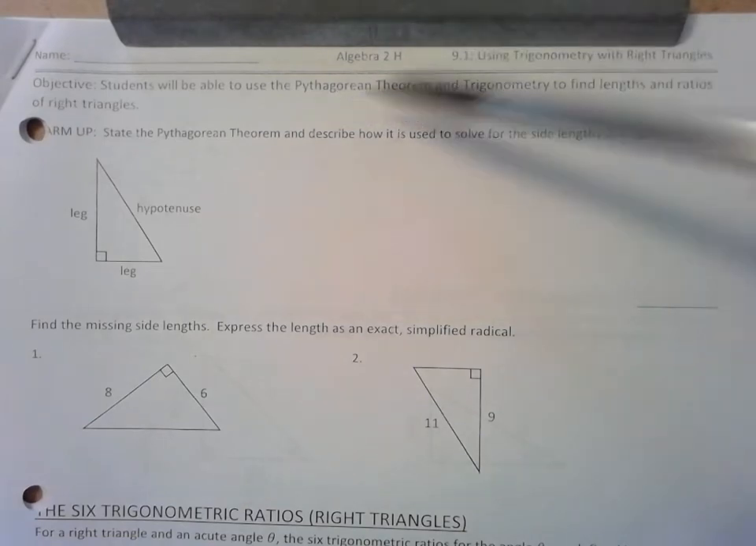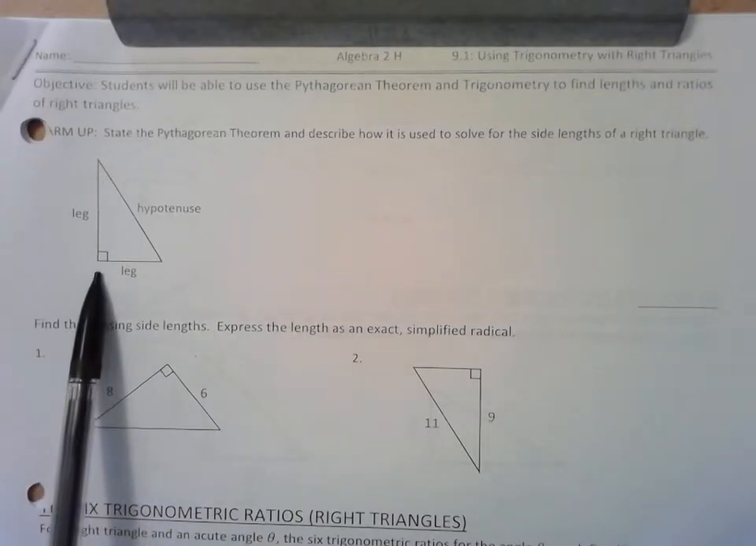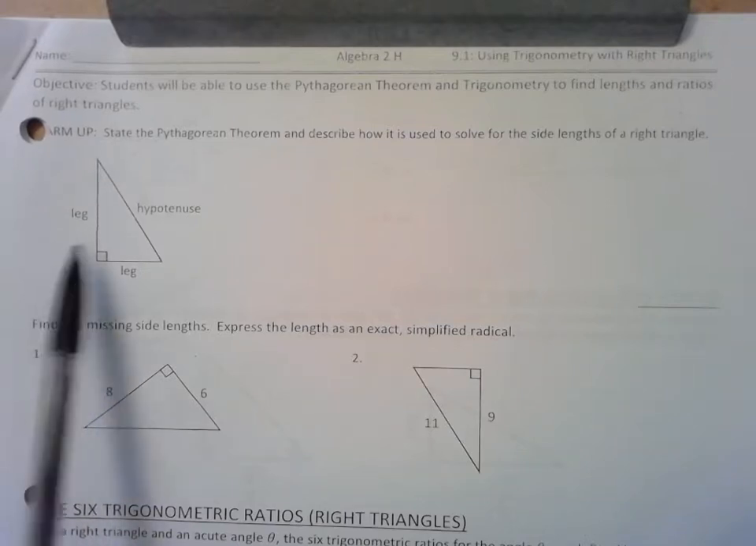By the way, our objective for today, I want you to use the Pythagorean Theorem and some beginning trigonometry to find lengths and ratios of right triangles. So here we have a picture of a right triangle. It's marked with one right angle. We have two legs and a hypotenuse.